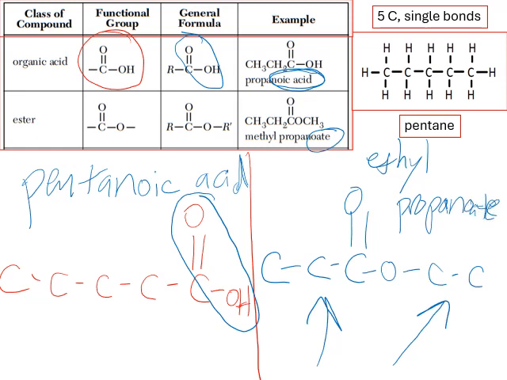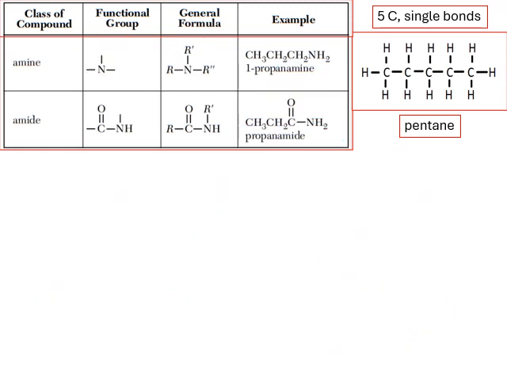Just the thing to know about this is if you see a weird name like this with 2 words and that oate ending, just come check Table R. It's going to be an ester. That's all you got to know. You're not going to have to draw this thing. Just know that's going to be an ester. It's got the double bonded oxygen with the extra O, the weird oate ending, ester. All you got to know about that.